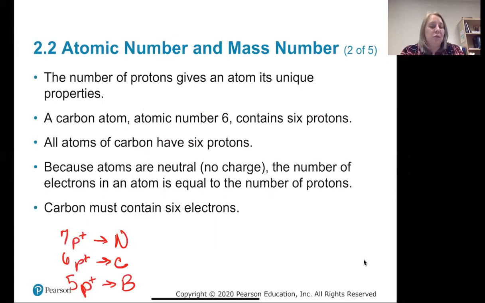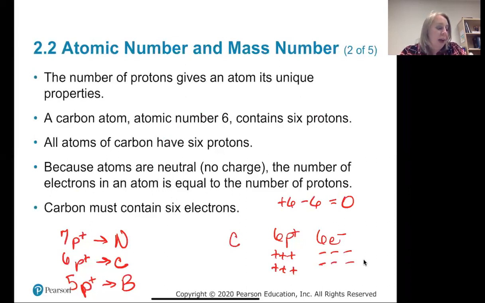So the atoms are neutral because however many protons you have, if you're carbon and you have 6 protons, then that also means that you have 6 electrons. If you have 6 positive charges, 1, 2, 3, 4, 5, 6, and 6 negative charges, it's like plus 6 minus 6 equals what? 0. So the atoms are neutral. They have no charge. So all neutral carbon atoms contain 6 electrons. Whenever you see that 6, it's going to tell you the number of protons, and it's going to tell you the number of electrons.